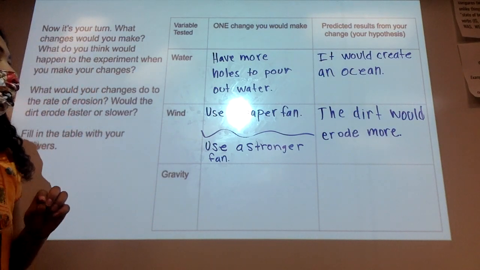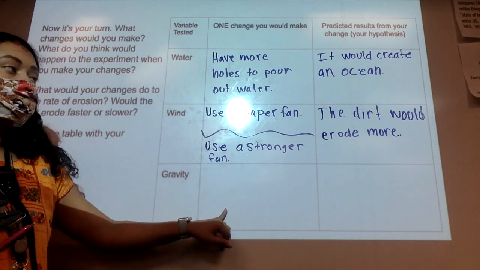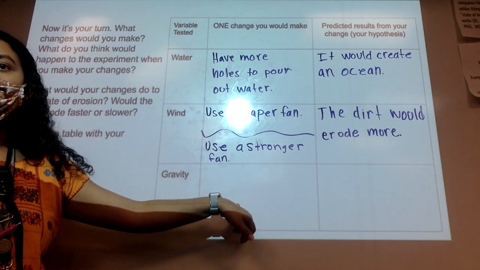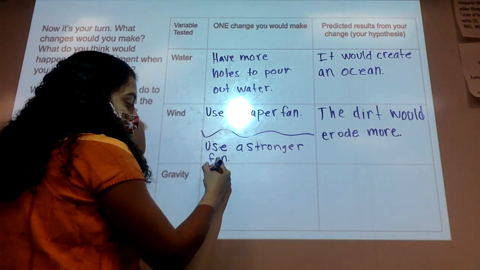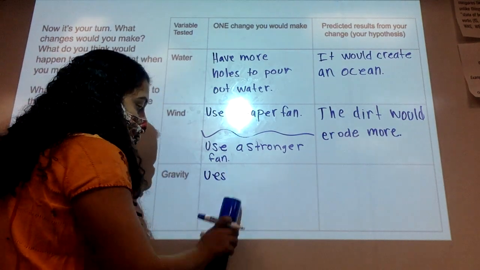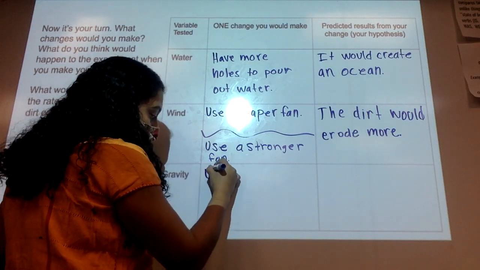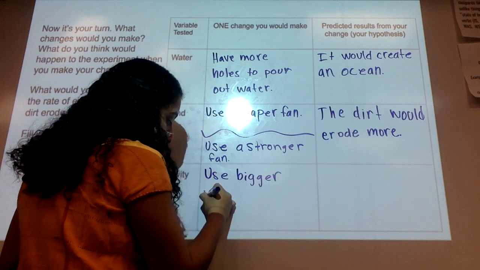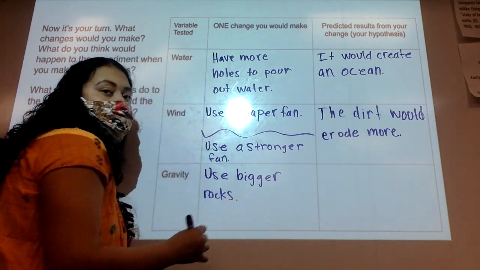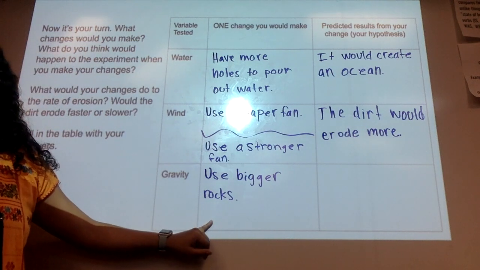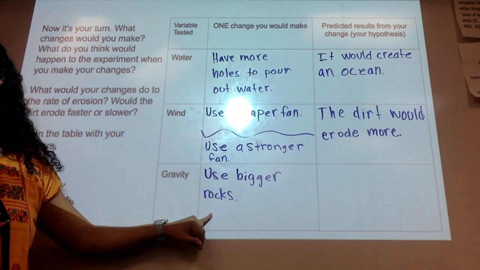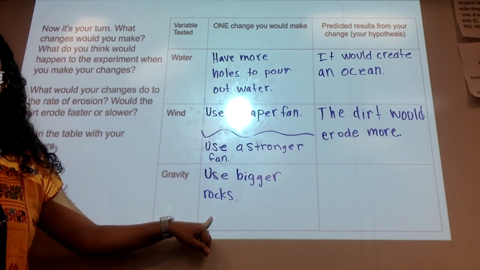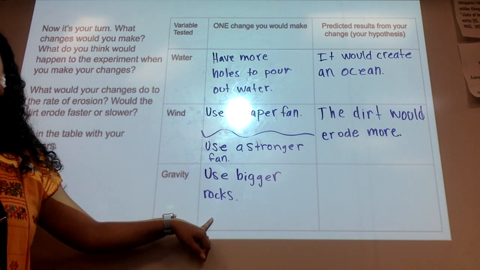Okay, so what is one variable that we could change with that experiment? Use like some bigger rocks. Okay, so use... that's not how you spell use. Capital U because it's the beginning of a sentence. Use bigger rocks. Period. 10 seconds. 10, 9, Elian, 8, 7, 6, 5, 4, 3, 2, 1.